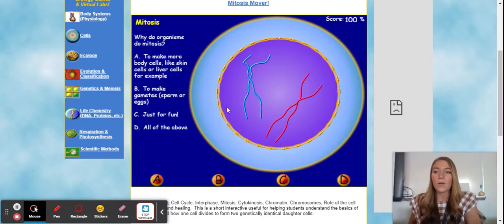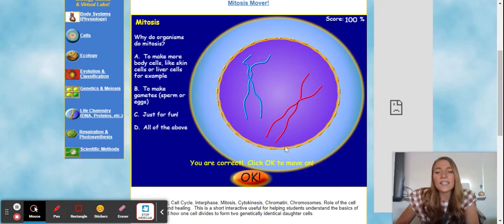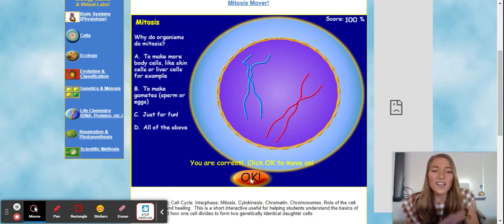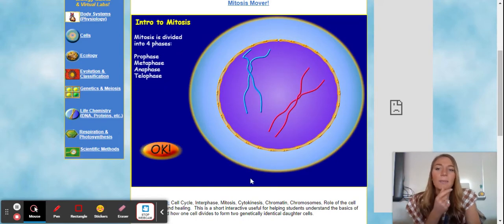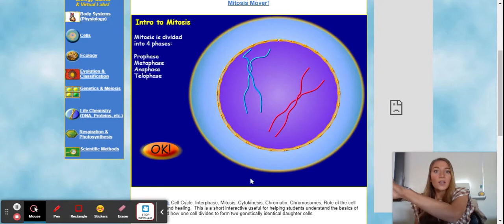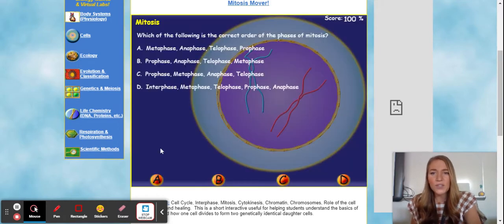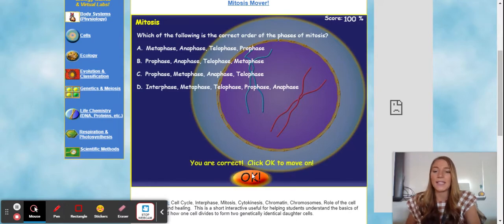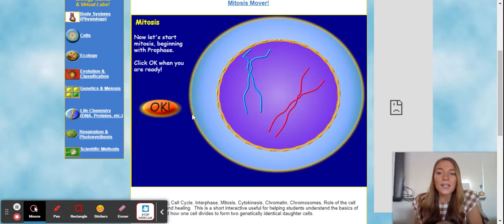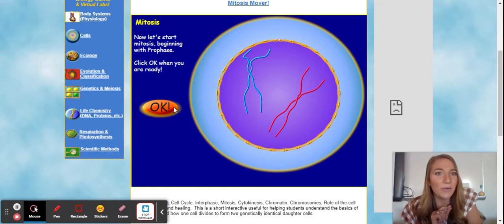So once again, why do we do mitosis? A, to make more body cells like skin, liver, hair, not to make sex cells, not just for fun, but to make new body cells. Now we went through the steps of mitosis already. The order goes, as Miss Culp always teaches, prophase, metaphase, anaphase, telophase. So if we correctly picked our option here, we would say prophase, metaphase, anaphase, telophase, PMAT. Now let's start mitosis with that prophase.